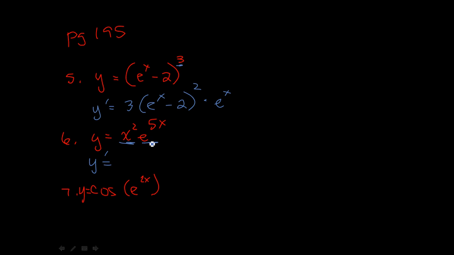Okay. On number 6, we now have the product rule. So it's this times this. So I'm going to keep the first one the same and differentiate the second part. So that's e to the 5x times 5. These are all being multiplied. Okay, plus, now I take the derivative of the first part, which is 2x, and keep the second part the same.